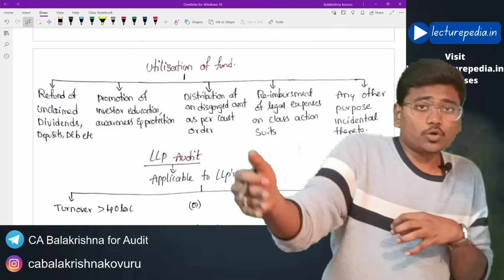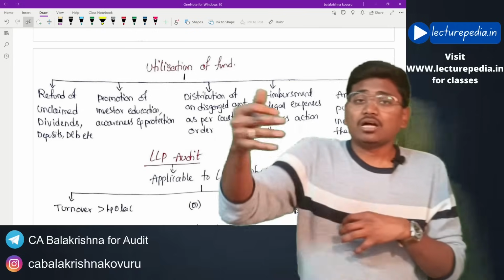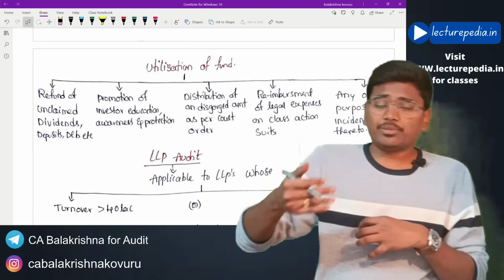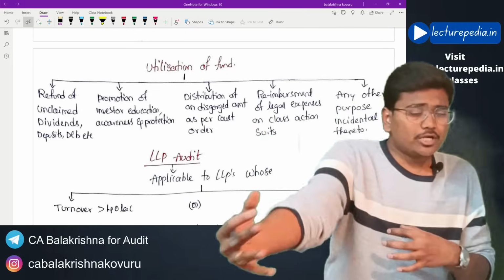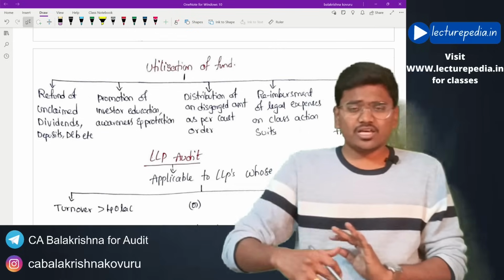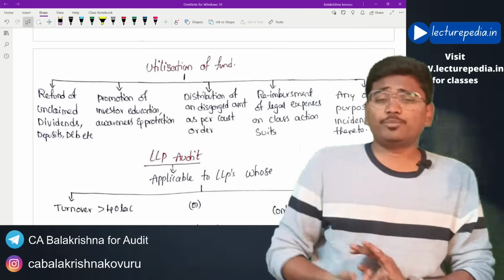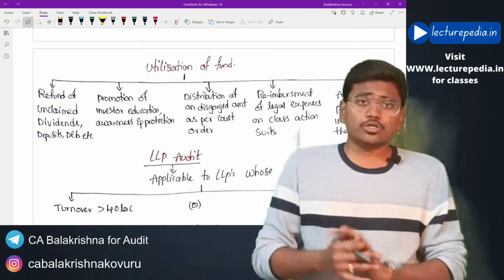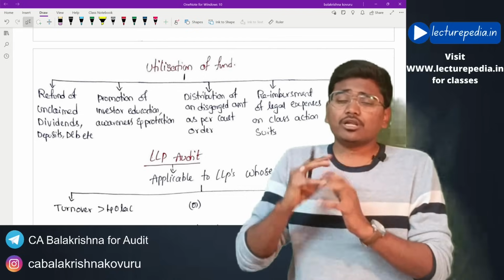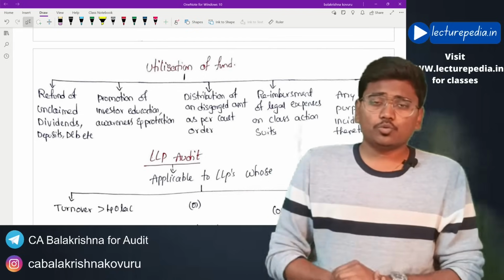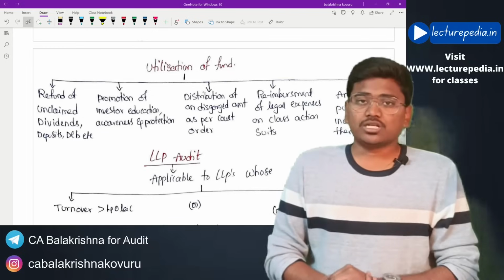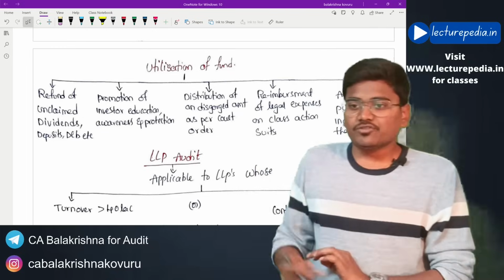If any shareholder comes to the IEPF fund and makes an application claiming the dividend, it will be paid to that particular shareholder. In the same way, the application money, the redemption of preference shares amount, all these unclaimed amounts, if they are claimed by the respective owner, will be refunded back to that owner from this IEPF fund.